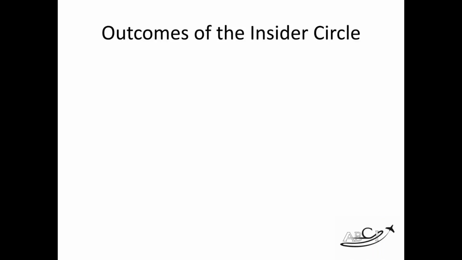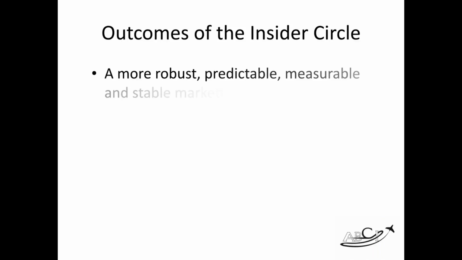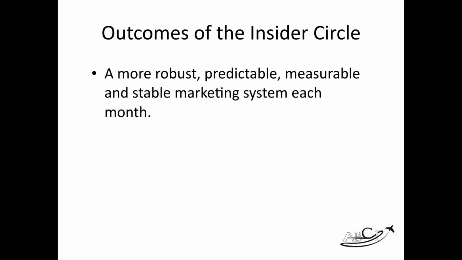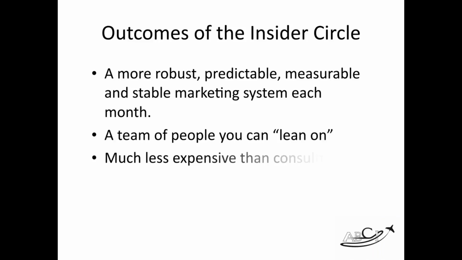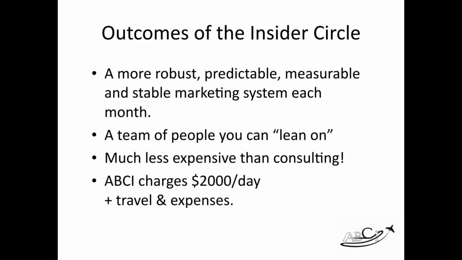So, outcomes of the Insider Circle: we want to make sure that everyone has a robust, predictable, measurable, and stable marketing system that improves each month, and a team of people that you can lean on. It is much less expensive than consulting. Our normal charges are about $2,000 a day plus travel and expenses. Those have actually gone up, or will be going up this year, for people who are not Insider Circle members.